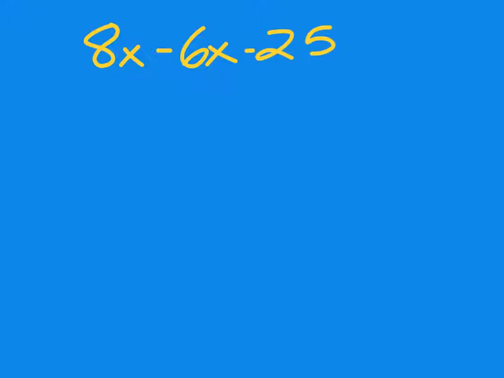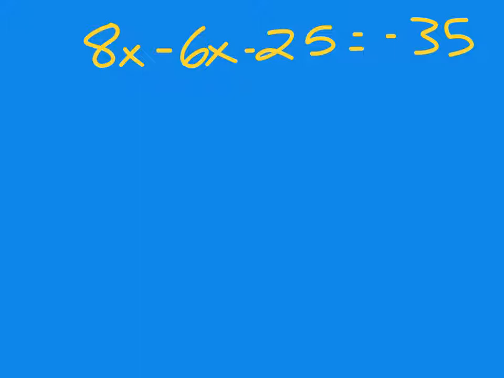Alright, example number 2 is going to take a few more steps than the previous example, so we'll have to do a little bit of work on this one. The problem says 8x minus 6x minus 25 equals a negative 35. Okay, this is example number 2 on page 12.